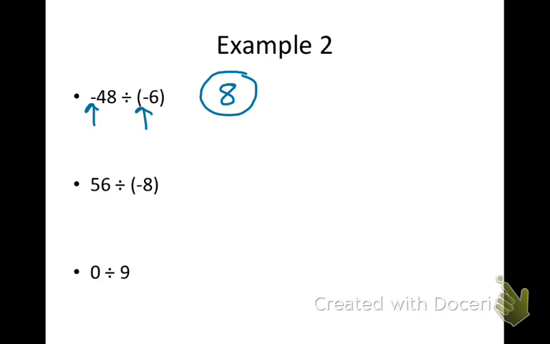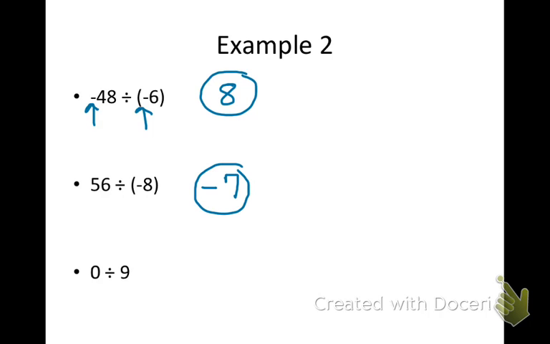Look at the middle one, 56 divided by negative 8. I'm going to take 56 divided by 8, which is 7, and because there's one positive and one negative, they are unlike, so I get a negative 7.